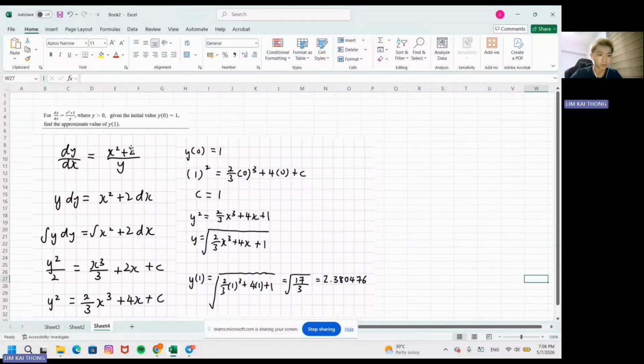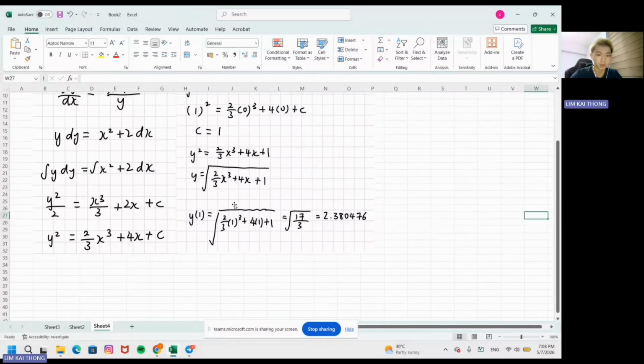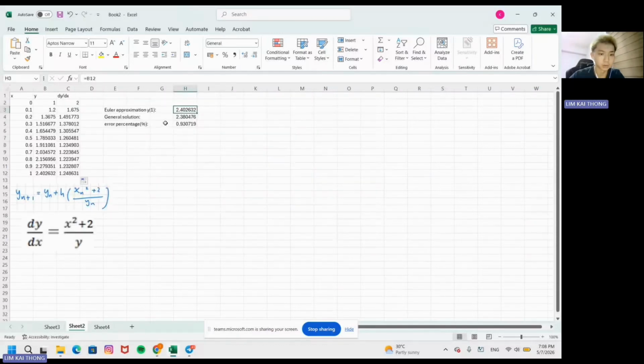Finally, to find the value of y1, I will simply sub in 1 for the x value, which gives me 2.380476. The Euler approximation of y1 is 2.402632, and the exact solution of y1 is 2.380476. For the error percentage, I will use the absolute value of the approximation minus the exact value, over the exact value, times 100.